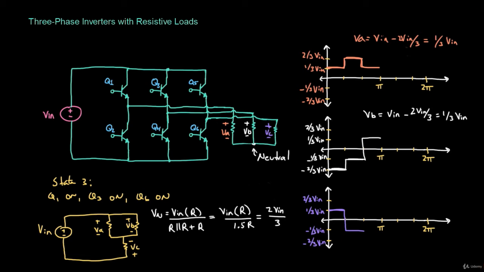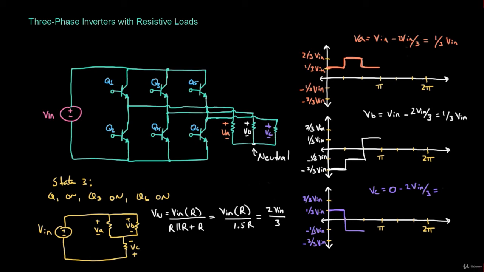And lastly, VC is going to be equal to, now the positive terminal of VC is connected to the negative terminal of Vn, and again, we've taken that as a reference. So this is going to be 0 minus the neutral, which is 2/3 of Vn.